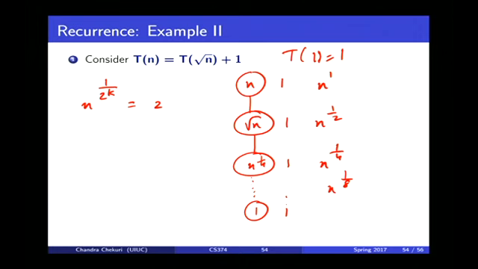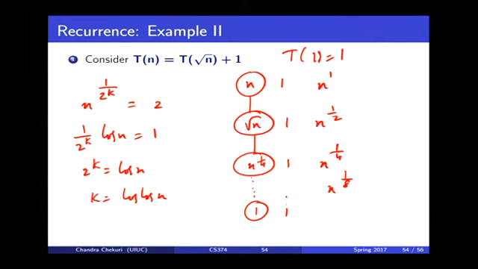So I take logs on both sides. What do I get? 1 over 2 to the k times log n is basically 1. I'm trying to find the value of k before I get to a constant. Agreed? Then that gives 2 to the k is log n, so k must be log log n. So the depth of the recursion is log log n, and the work is basically the depth of the recursion.